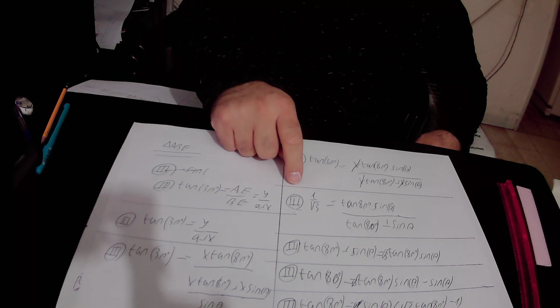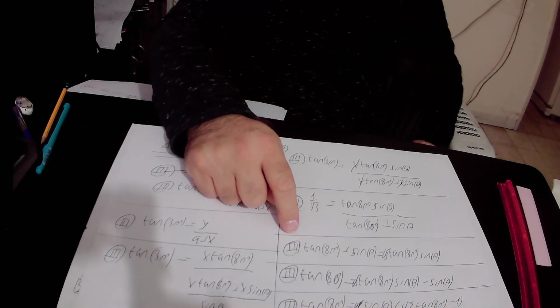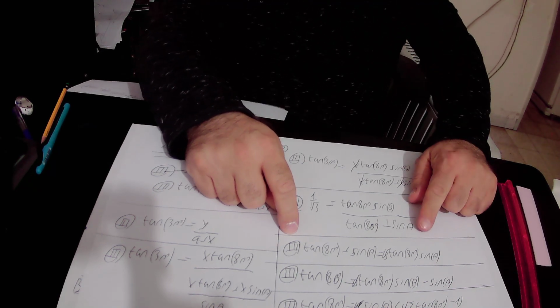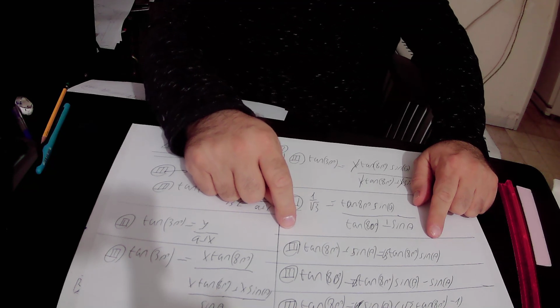Here we cross multiply this equation number 3, and we found out that tangent 80 degrees plus sine theta equals square root of 3 times tangent 80 degrees times sine theta.